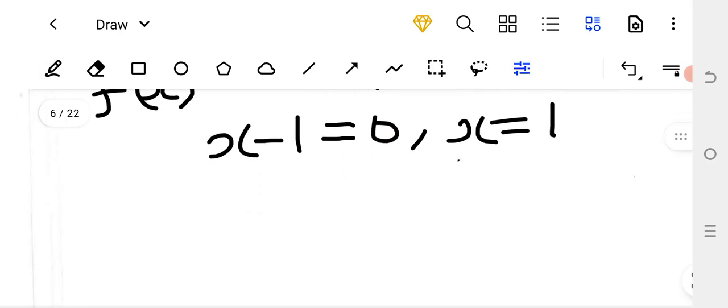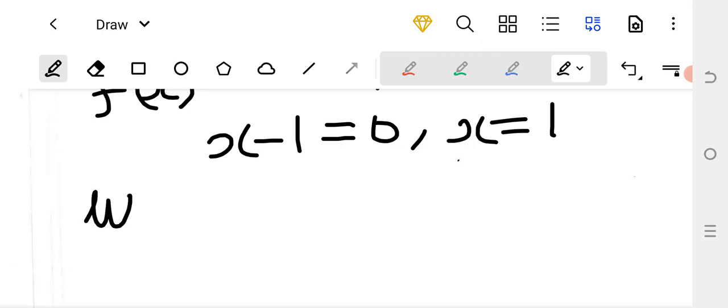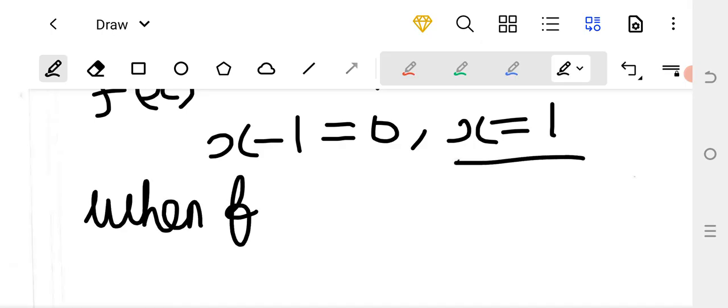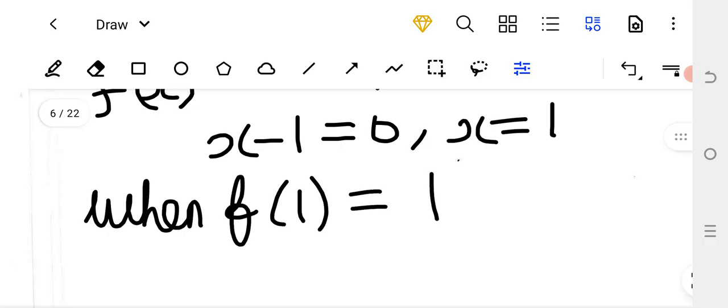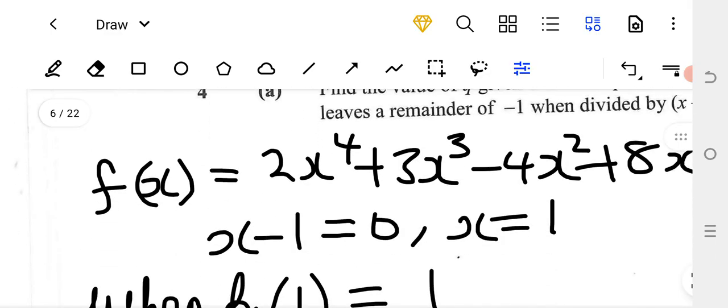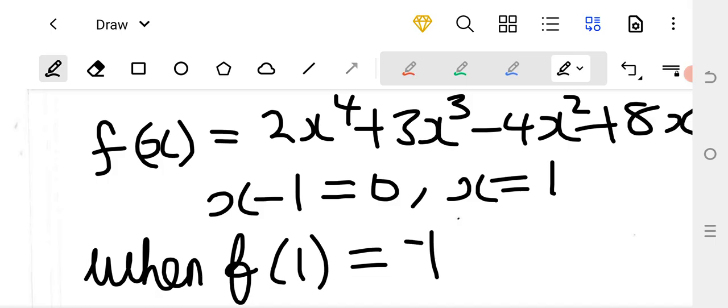After equating it to 0, you say f of this that you found here. So instead of saying f of x, you say f of 1. When f of 1 is equal to negative 1, because they say negative 1, not just 1, because they're saying it leaves a remainder of negative 1 when it is divided by x minus 1, but we have said it is the same as saying x is equal to 1.